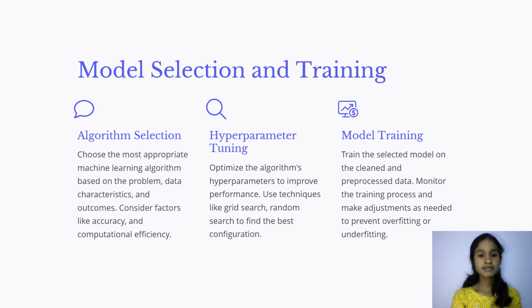First, algorithm selection, hyperparameter tuning, model training. First, algorithm selection. Choose the most appropriate machine learning algorithm based on the problem, data characteristics, and outcomes. Consider factors like accuracy and computational efficiency. Next, hyperparameter tuning. Optimize the algorithm's hyperparameters to improve performance. Use techniques like grid search, random search to find the best configuration.